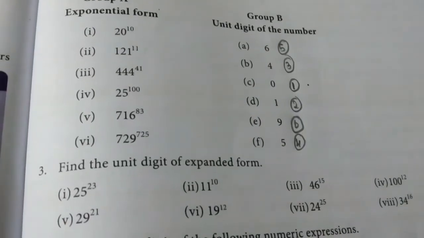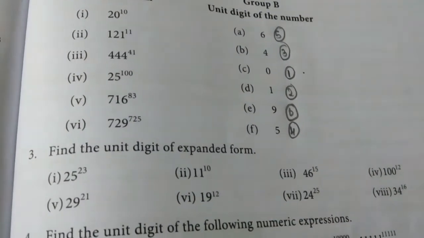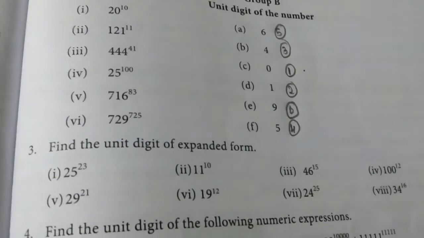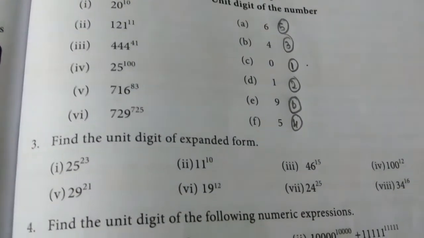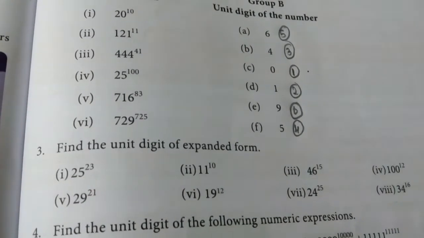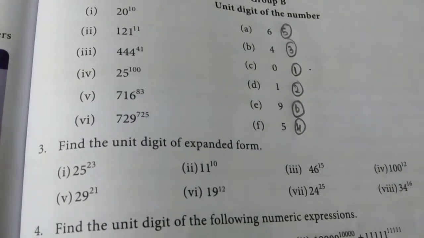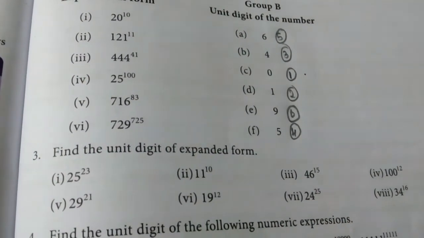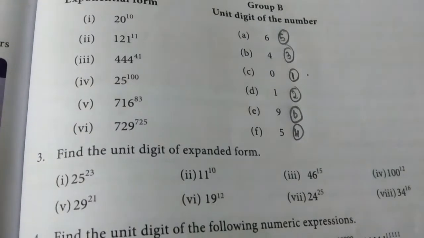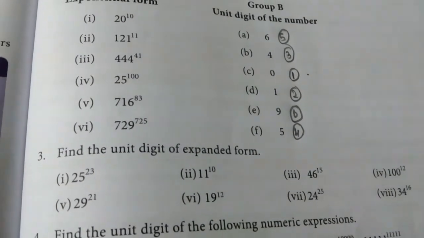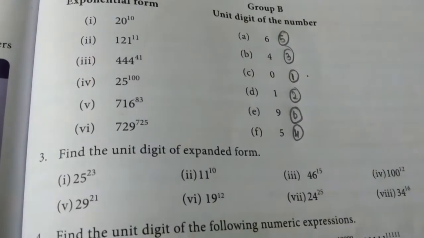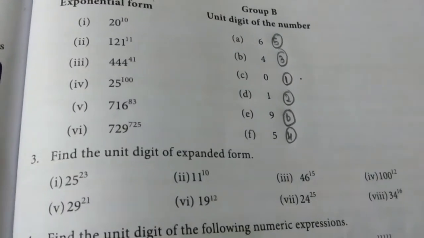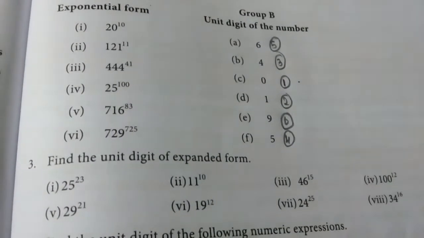The fourth question is 25 power 100. For 5, always remember that whether the power is odd or even, in the result we will get 5 only. The unit place will definitely be 5. So for the fourth question the answer is 5, that is F. Then the fifth question, 716 the whole power 83. For 6 also the answer will always be 6, even though the power is odd or even. So the unit place answer will be 6. Where we have 6, that is A, your fifth one.